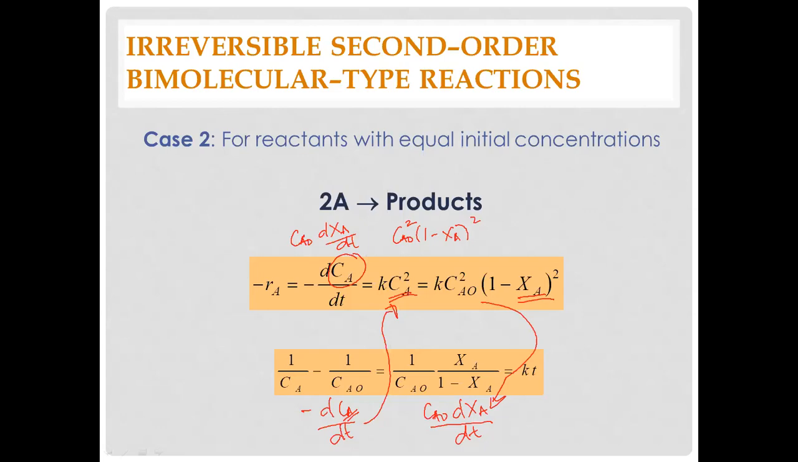If your pairing is CAO dXA dt equal to K CAO squared quantity 1 minus XA raised to 2, then this should be the corresponding answer that you will have. Still, the right side would be KT. Do you get it?